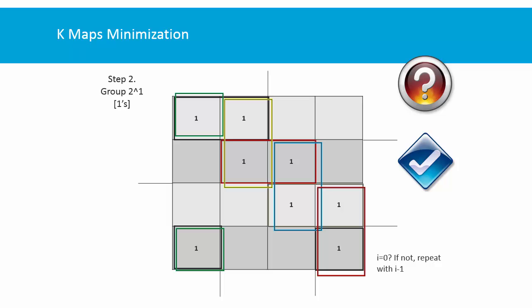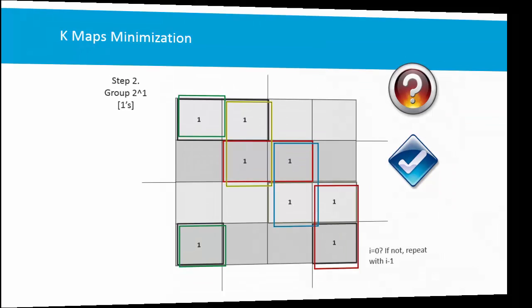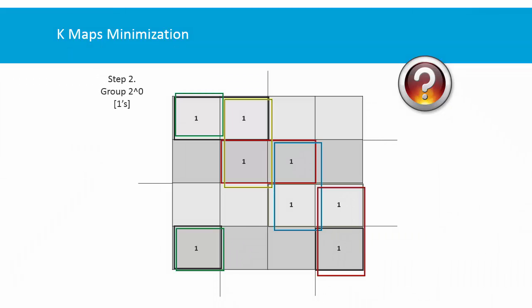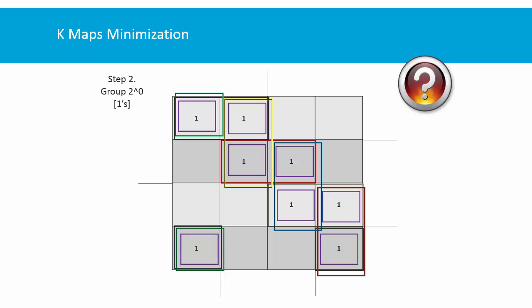Now, is I equal to 0? No. Then we're going to have to repeat the same step by trying to find members of just one alone. And of course, we have a lot of ones alone, which are the ones that are marked in purple. However, this is not correct. Why is this not correct? Because you don't need to be redundant. The ones that you are marking here are already grouped by bigger groups. So this is important: don't group ones that are included in a bigger group. Just include ones that are outside the groups that you have already included as part of your solution.